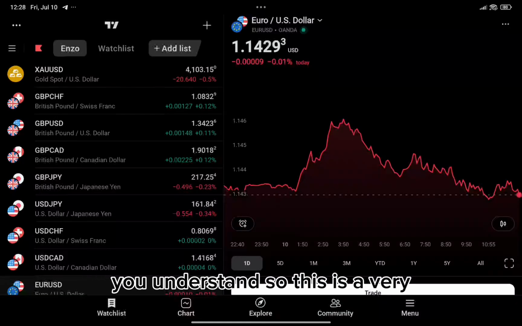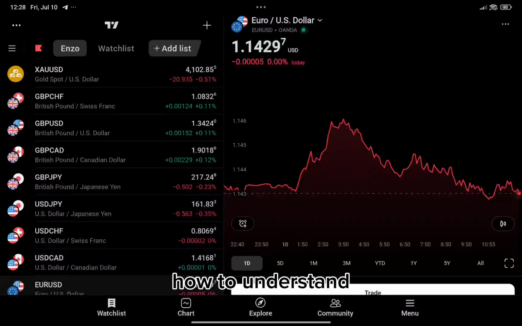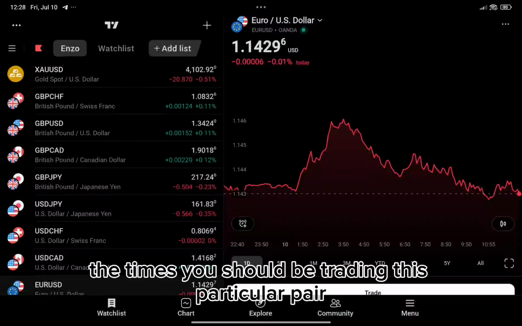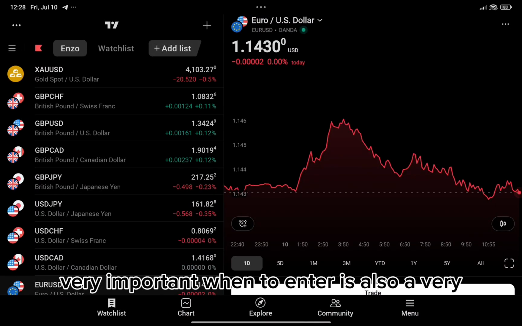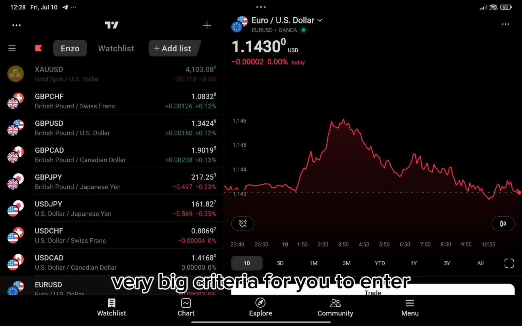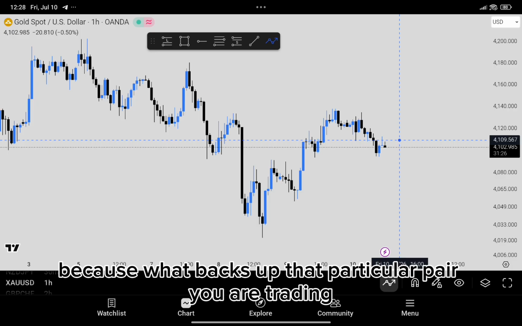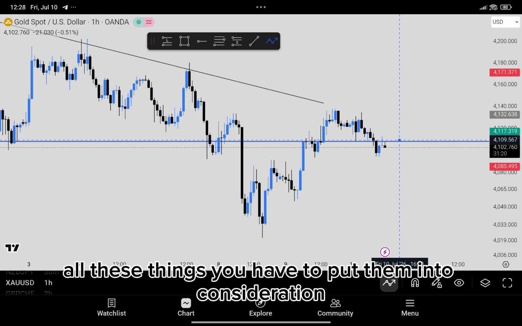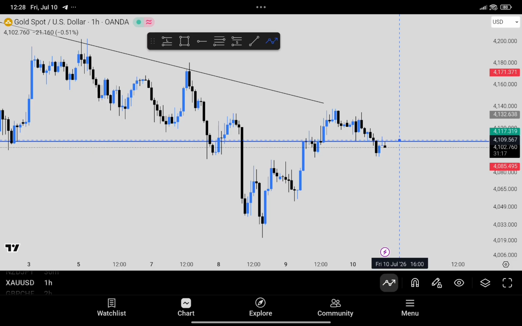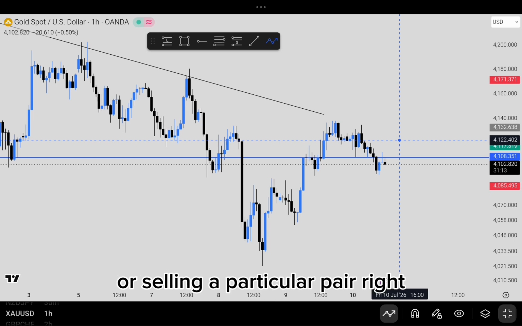You understand? So this is a very, very important aspect you need to add to your trading, where you ought to understand the times you should be trading a particular pair, the session, when to enter. When to enter is also a very big criterion, because what backs up that particular pair you are trading, what session, what volume is backing you to buy now or to sell now. All these things you have to put into consideration before you can say that you are buying or selling a particular pair, right?